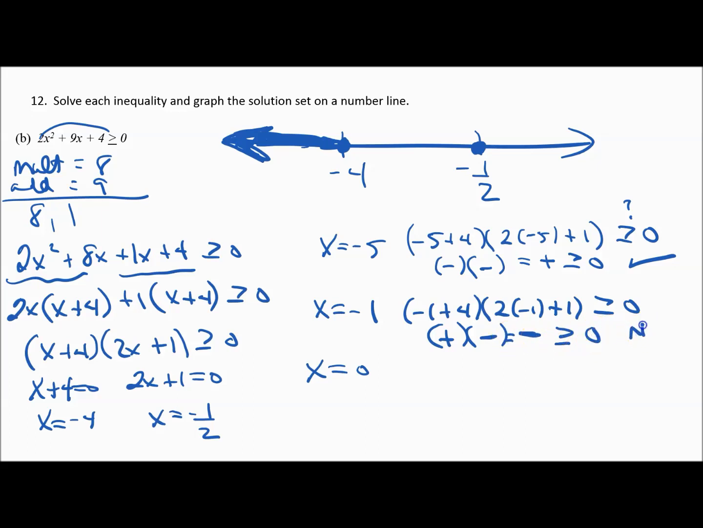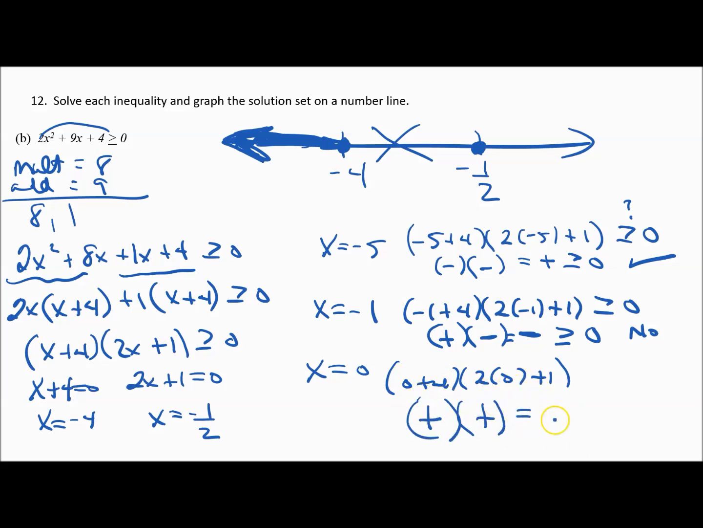And no, that's a false statement, right? So I do not shade in anything on that part. And then I go to x equals 0. So it'd be 0 plus 4 times 2 times 0 plus 1. Now 0 plus 4 is positive, times 2 times 0 plus 1 is positive. Positive times positive always equals a positive. Is that greater than or equal to 0? Yes, that's a true statement.